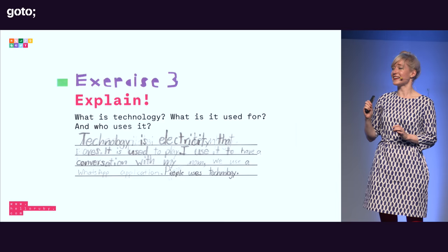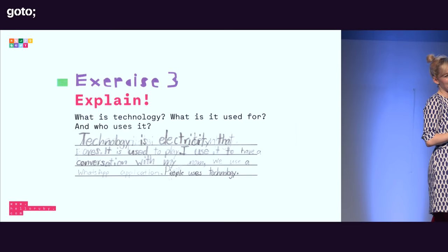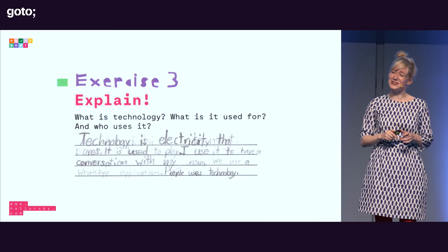It is used to play. I use it to have a conversation with my mom. We use a WhatsApp application. And then finally, and most importantly, people use technology.